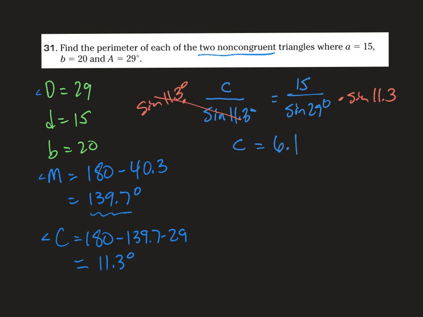So I have my three sides, and that's going to help me get the perimeter. The perimeter P is going to be 15 plus 20 plus 6.1, which equals right around 41.1 units. And that's the second perimeter. So we had 63.9 and 41.1, so right around 64 and 41 for the two measurements. So that's number 31. Long problem, especially when you've got to talk your way through it. But that's the idea behind this ambiguous case of the law of sines.